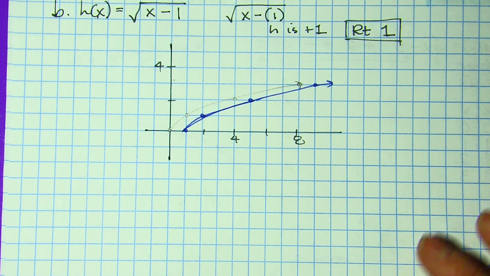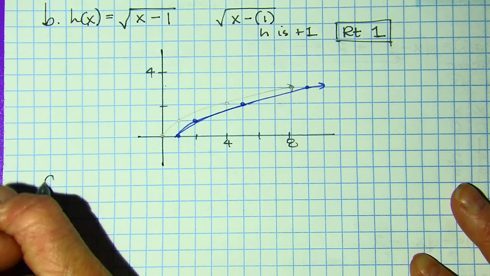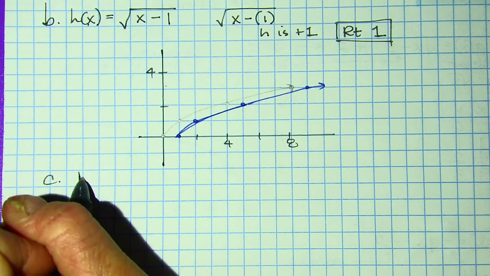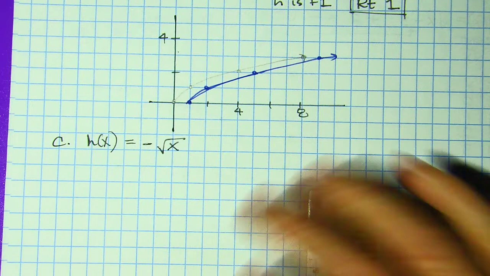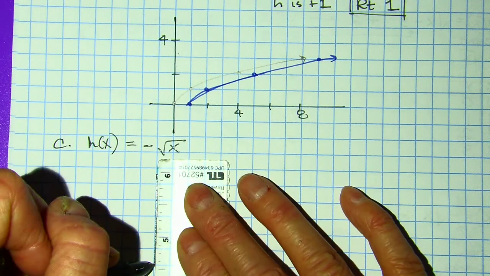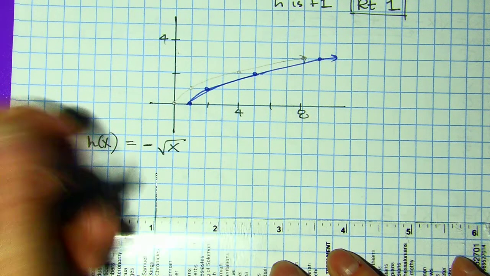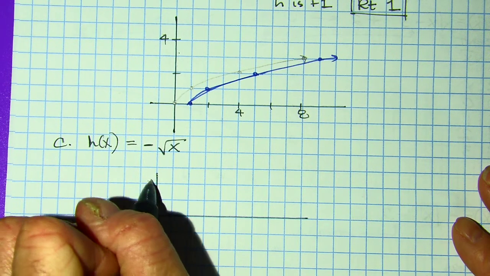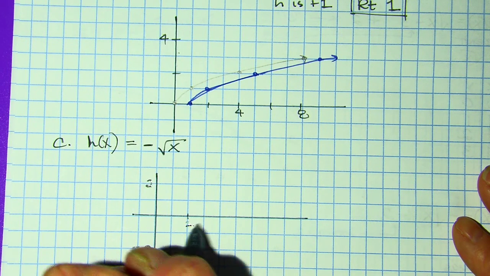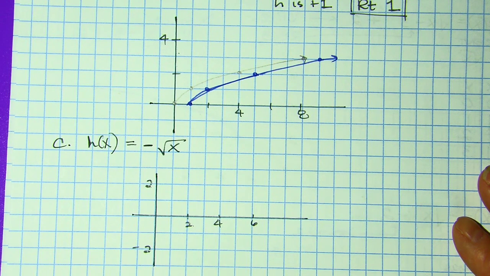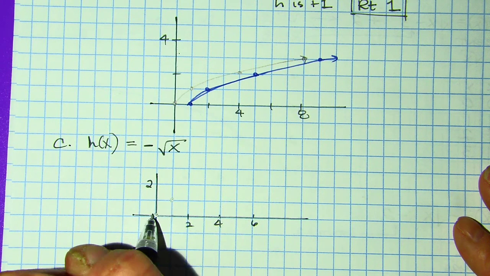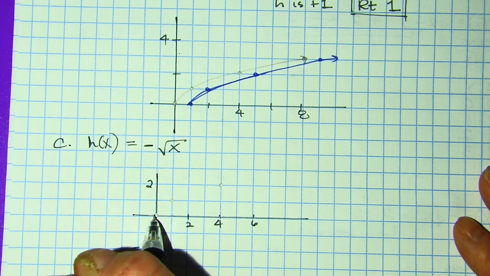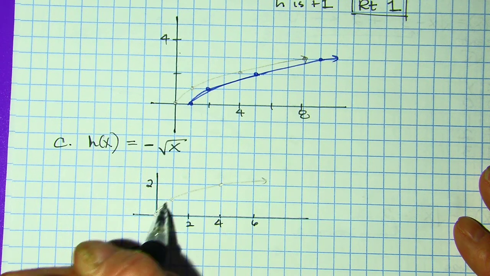C, they'd like us to graph h of x equals a negative square root of x. So really simple here. In fact, they're doing a lot easier ones than I did. So parent function, the square root of 0 is 0. Square root of 1 is 1. Square root of 4 is 2. But we are reflecting this across x.